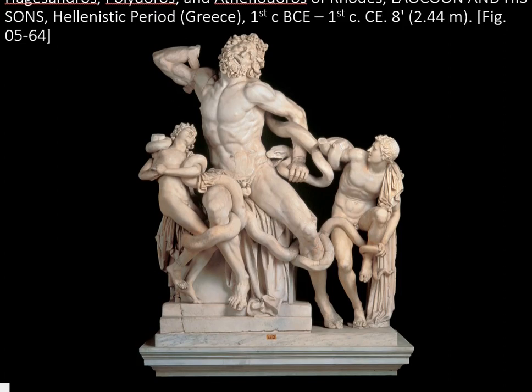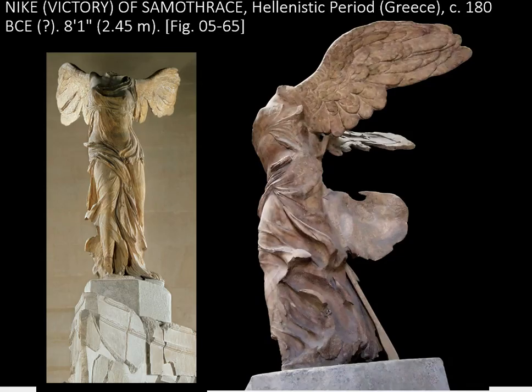That kind of drama is exemplified, I think, in this image, but I'm going to skip it in the interest of time, and we will talk about the Nike, or the Victory of Samothrace. She is equally dramatic and theatrical as the sculptures we've been seeing so far. Look at how the wind is whipping her garments behind her.